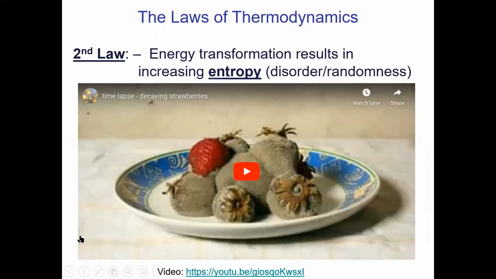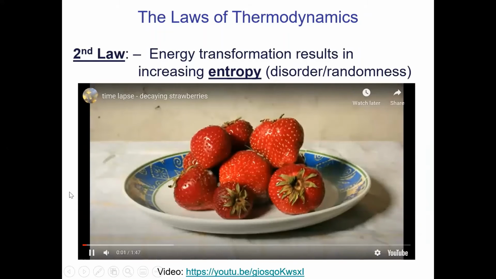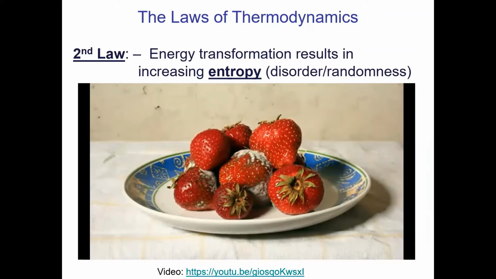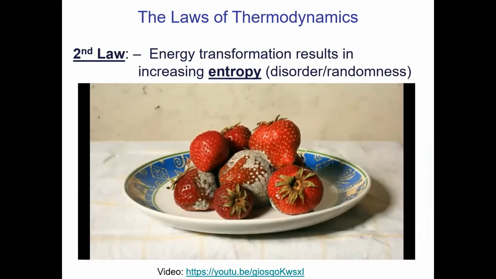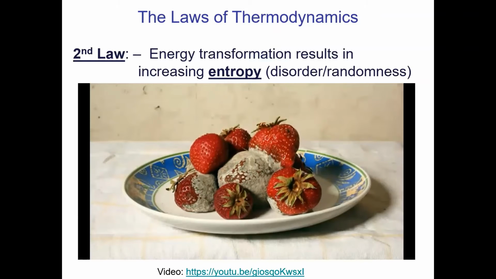So what's the second law of thermodynamics? Take a look at this video here; there's a whole bunch of these on YouTube. This one is really cool. Somebody set out some strawberries, and they're doing one of those time-lapses where you take a photo every minute and then turn it into a video over 24 or 48 hours or something like that. And you can see what's happening. Maybe you can see a little fly here or there, but the strawberries are breaking down.